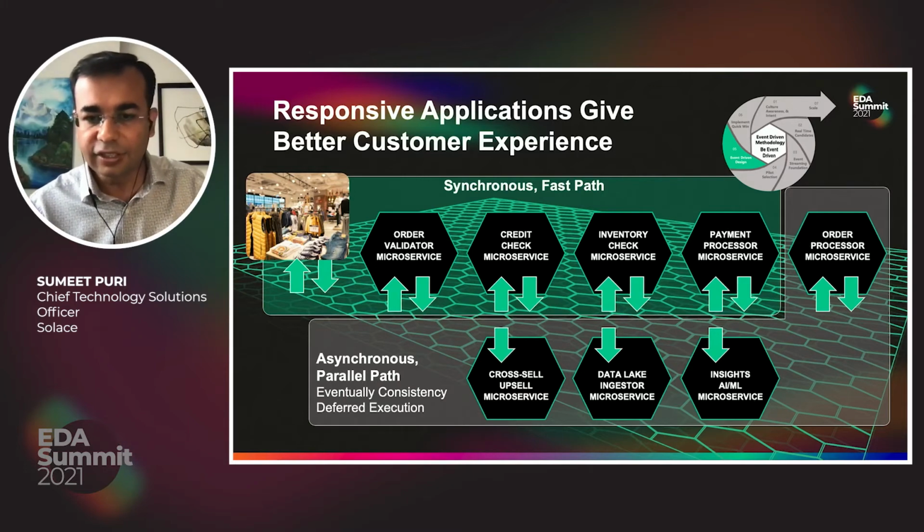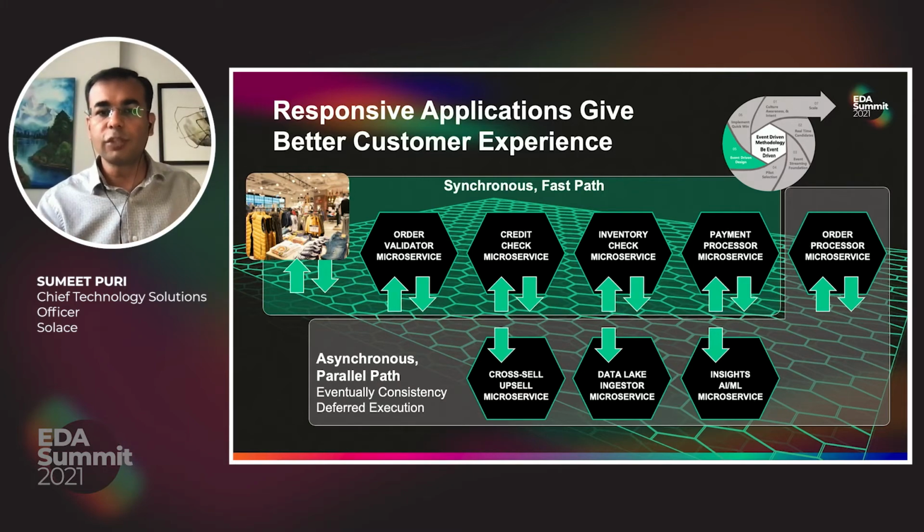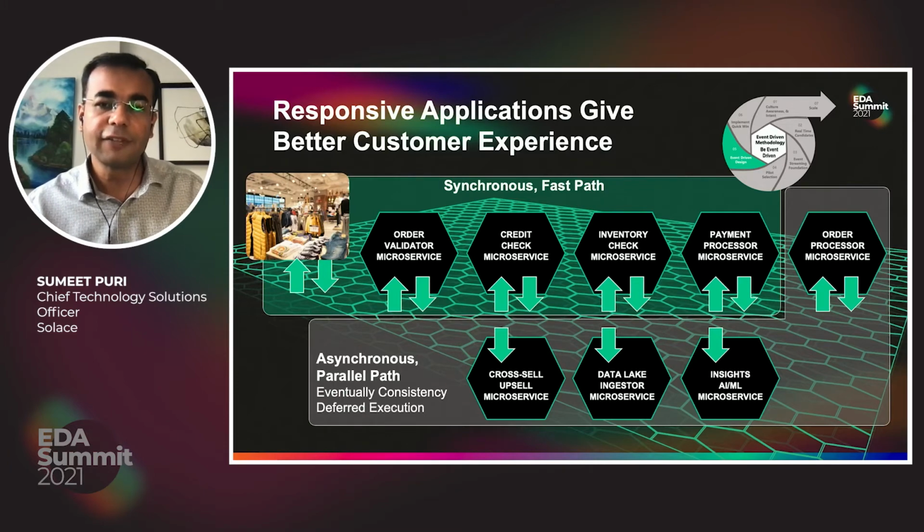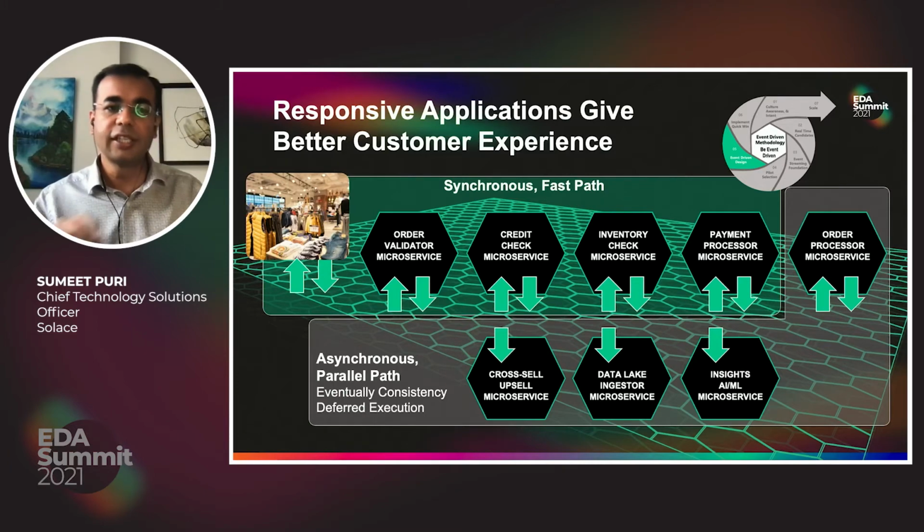So the asynchronous path should not be in line with your response path. After you do steps 1, 2, 3, 4 in this picture, after the payment processor, you send a reply back to your store, the initiator of the transaction, and all the other components will eventually get that message, guaranteed by the mesh, delivered to them. That's how you build responsive applications.